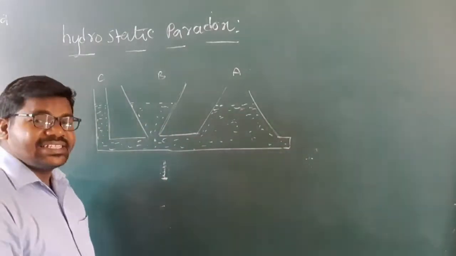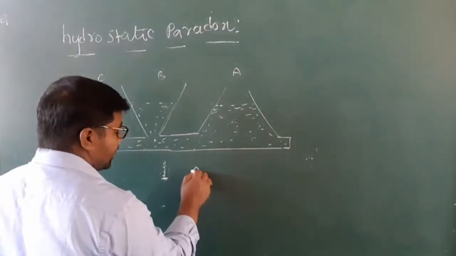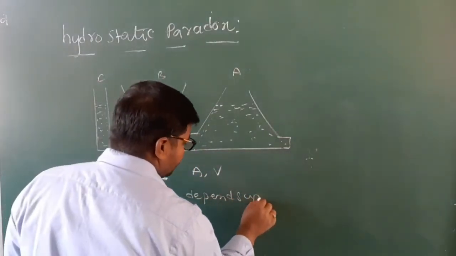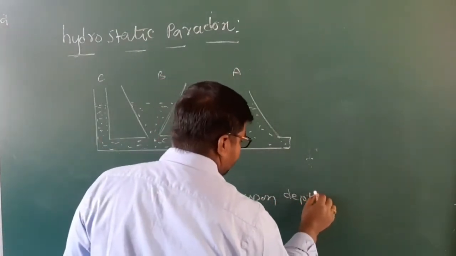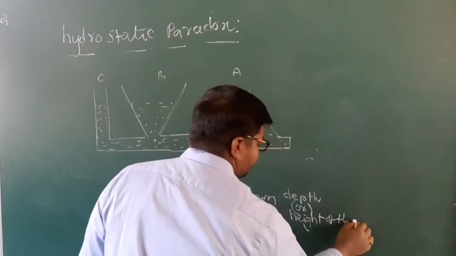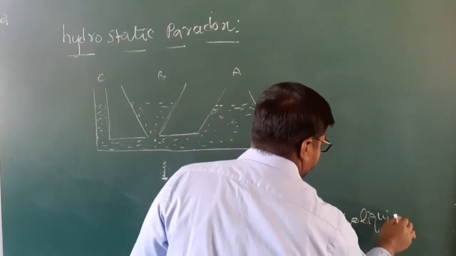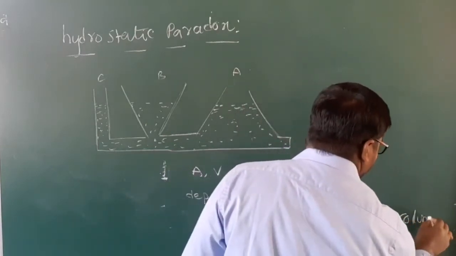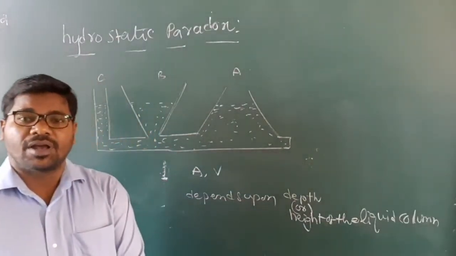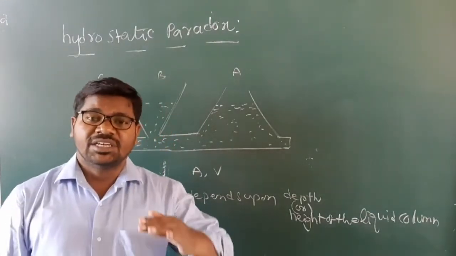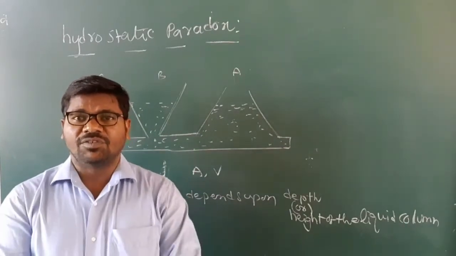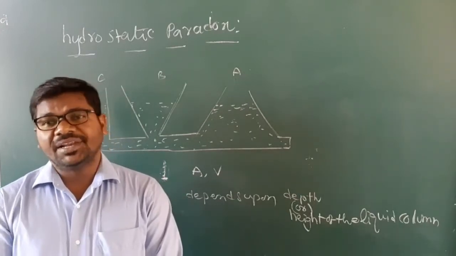So from this, pressure is independent of area and volume of the material. It depends only upon the depth or height of the liquid column. Understand? See here, hydrostatic paradox means whenever a fluid is at rest in different shaped vessels, we take the fluid at the same height, but here the area and volume differ.